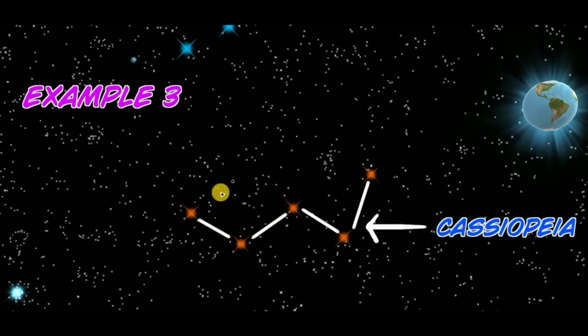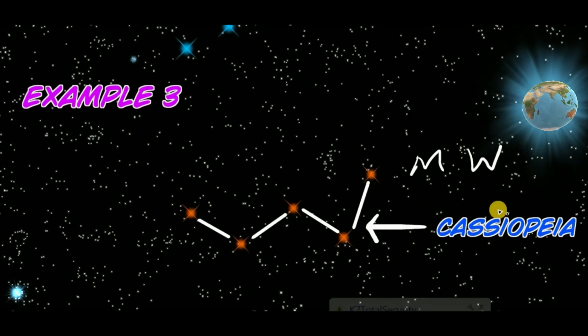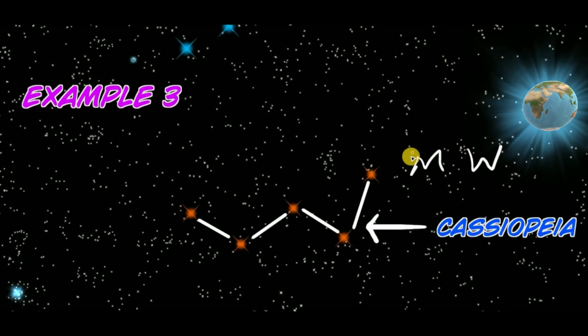Or you can also say it represents the shape of the inverse of M. Okay, isn't it? So M is written like this, and the inverse shape of M is something like this, isn't it? So you can also say Cassiopeia represents the inverse shape of M. Okay, so Cassiopeia represents the shape of W or the inverse of M.